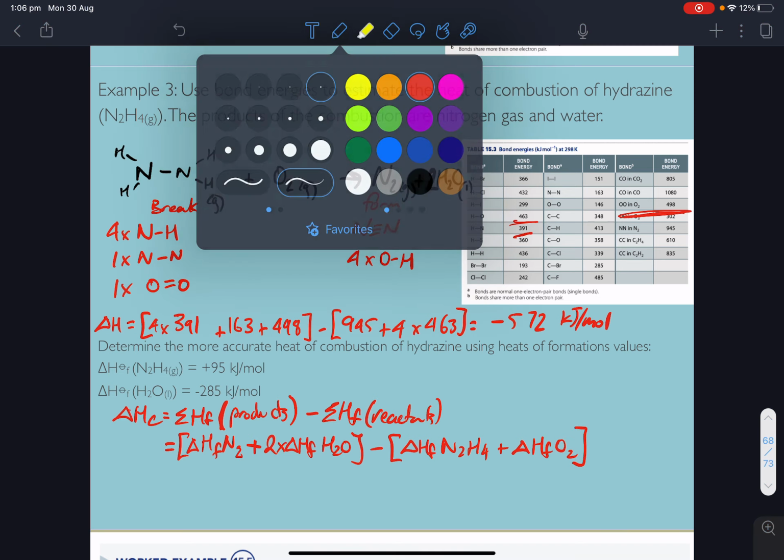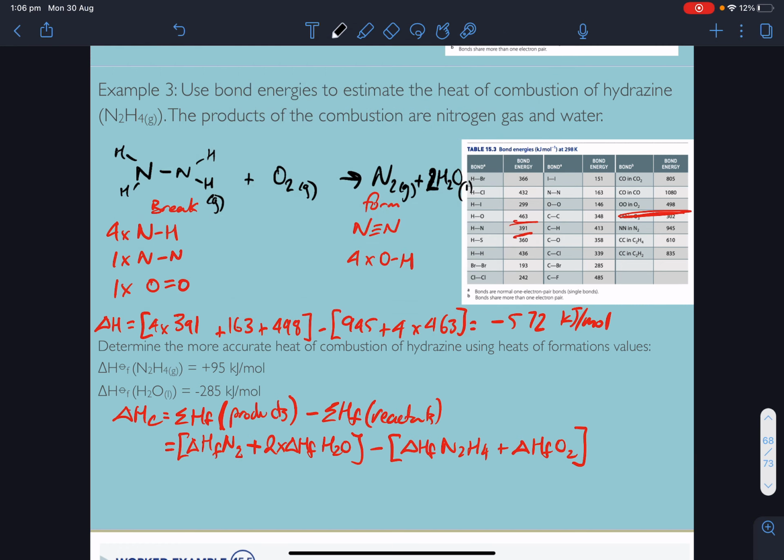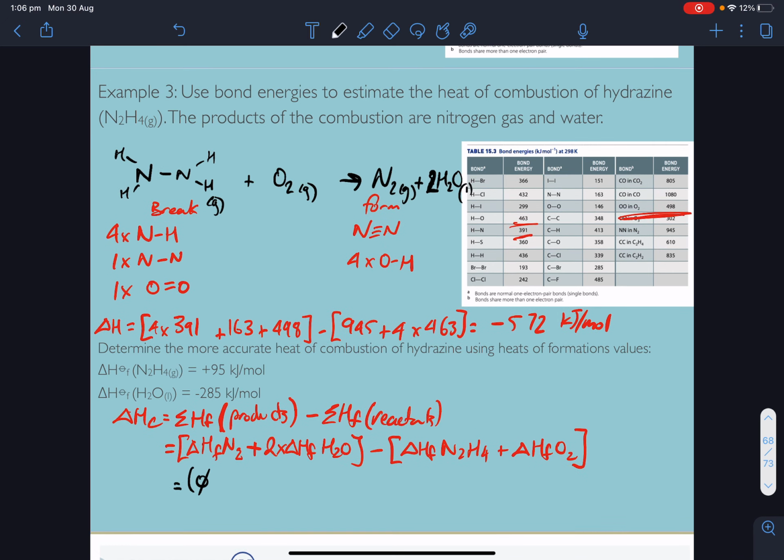Simplifying it out. The heat of formation of N2 is 0. That's how nitrogen exists by itself. 0 plus 2 times the heat of formation of water, which is 2 times negative 285 kilojoules per mole. The heat of formation of hydrazine is given to us there, 95, and the heat of formation of oxygen is 0.